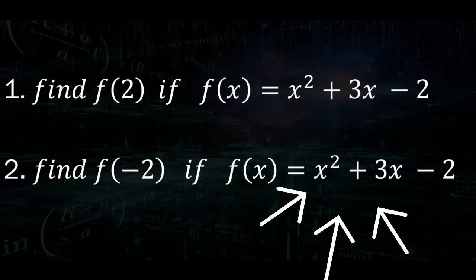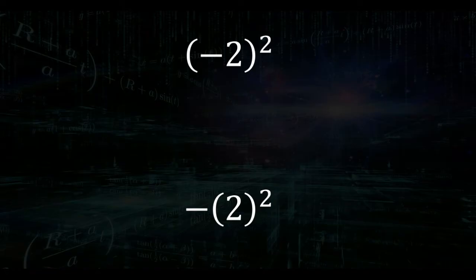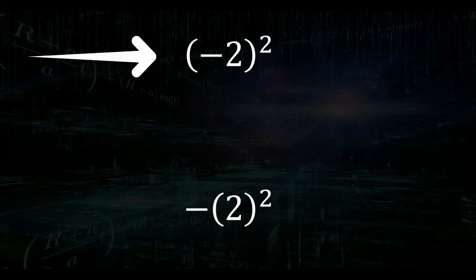Maybe some of you got the wrong answer on the second one. Maybe you answered it as 0. When dealing with exponents, make sure you also include the signs with it. Thus, on the second given, we must use parentheses, negative 2 squared, not negative and then 2 squared.